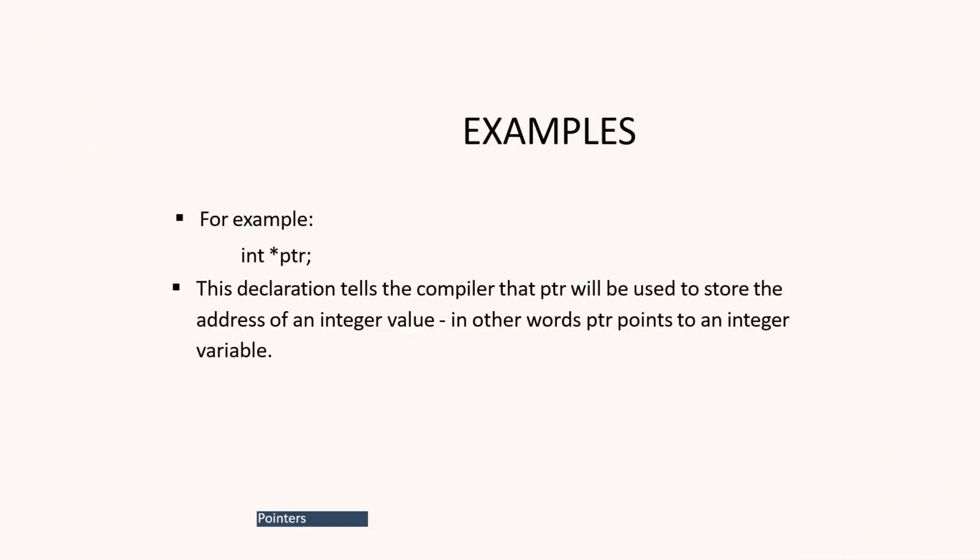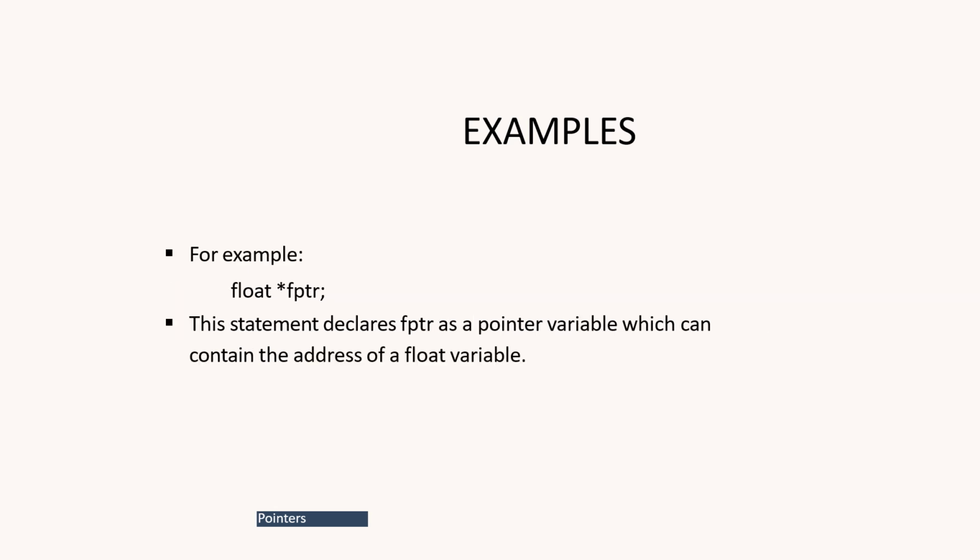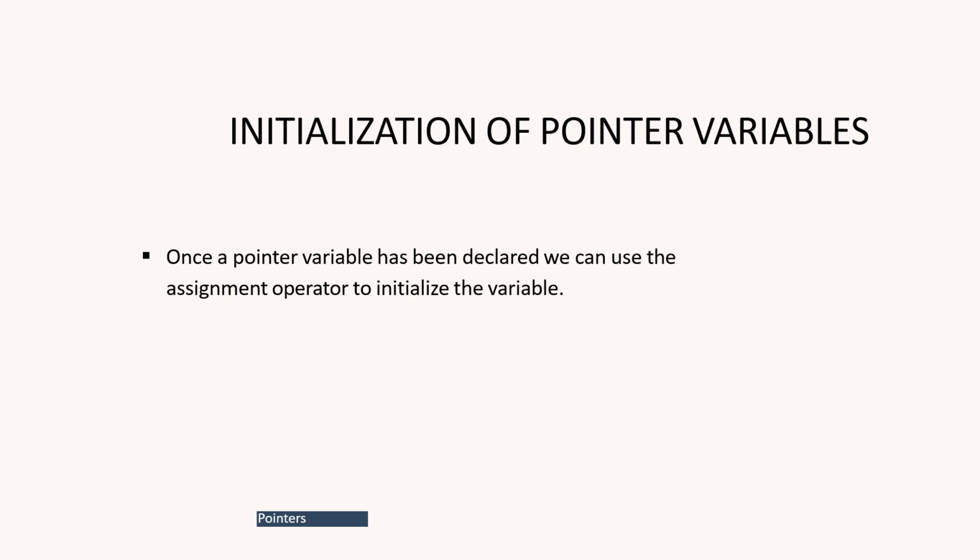One more example: int star pointer. This tells the compiler that the pointer is in use and it needs an address. In other words, the pointer points to an integer variable. Here is an example of a pointer with float, and next we look at how to initialize the pointer variable.